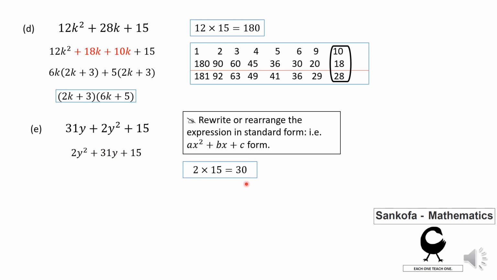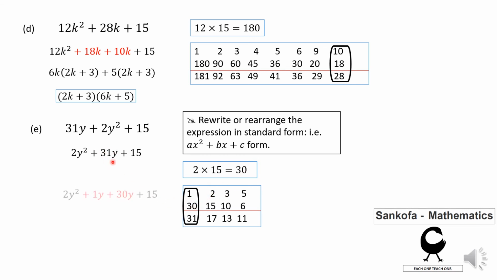You're looking for two numbers that give you 30, and when you add them, should give you 31. It happens to be the numbers 1 and 30, because 1 times 30 gives you 30, and 1 plus 30 gives you 31. So I'm going to split the 31y here by taking 2y squared plus 1y plus 30y plus 15. I chose the 30 here with the 15 because they share a common factor.